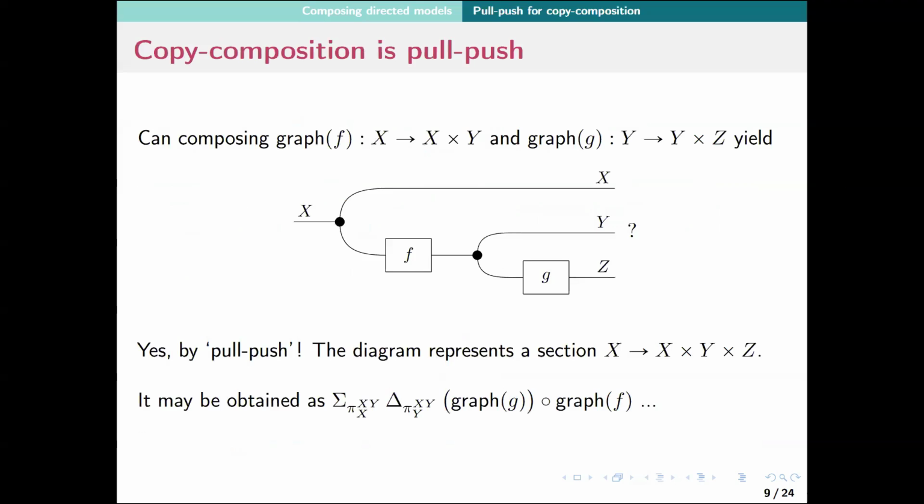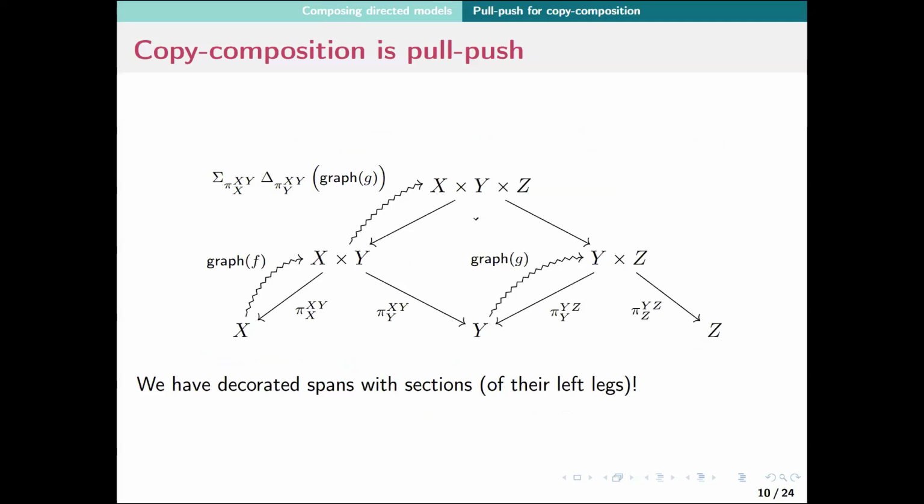Okay, so that's my bifibration structure, and I can use this now to do these two operations which I introduced earlier, which are going to give me my copy composition. What I really want to do is, if I've got a graph of some stochastic function, some kernel, and a graph of another one, I want to compose them in this way where I keep all of the objects around. And the answer to doing this is exactly using these two operations of substitution and dependent sum. It's called pull-push, because first you pull back along one projection and then you push forward along another. To make that really clear, I've drawn this out on the diagram.